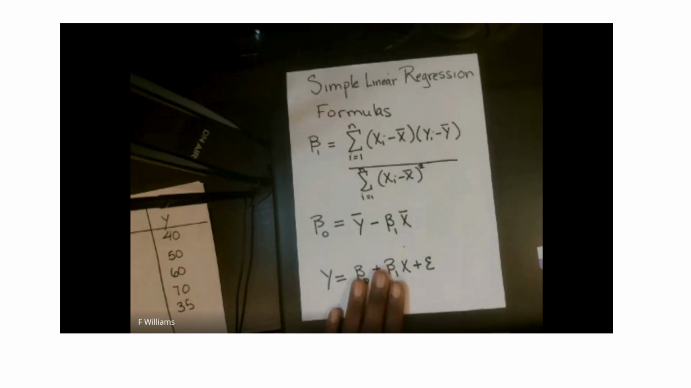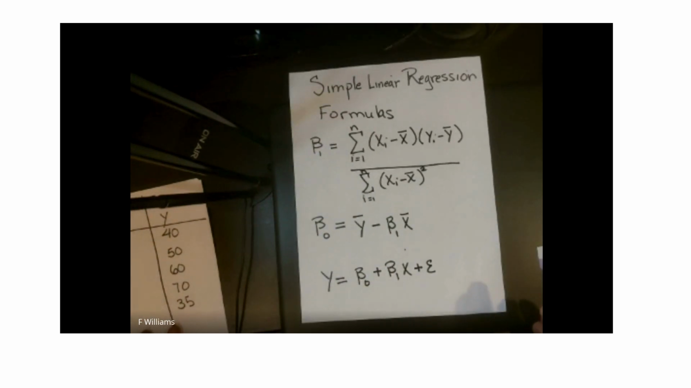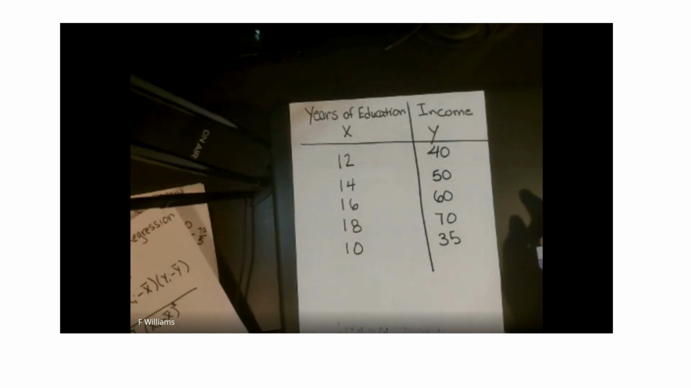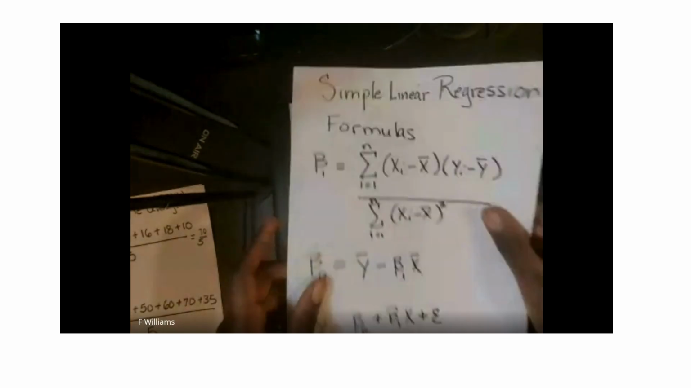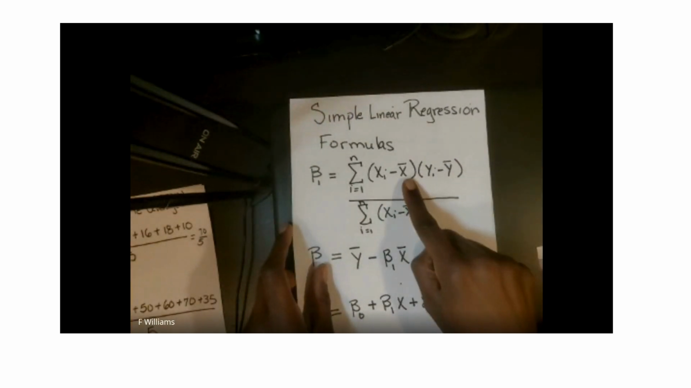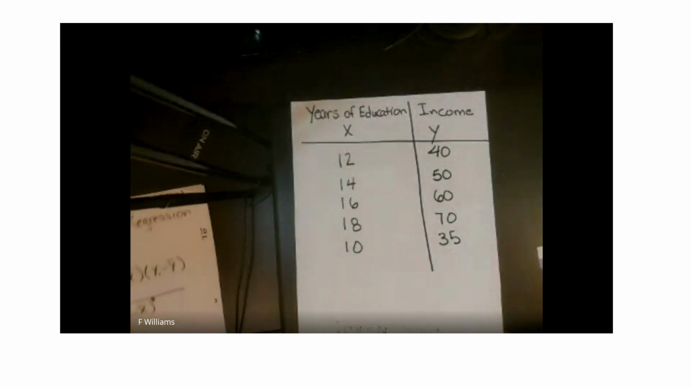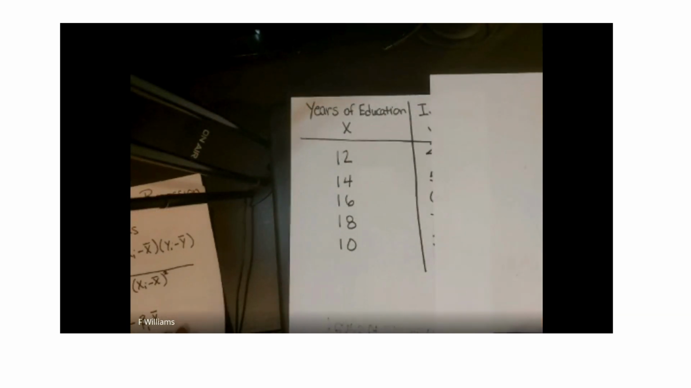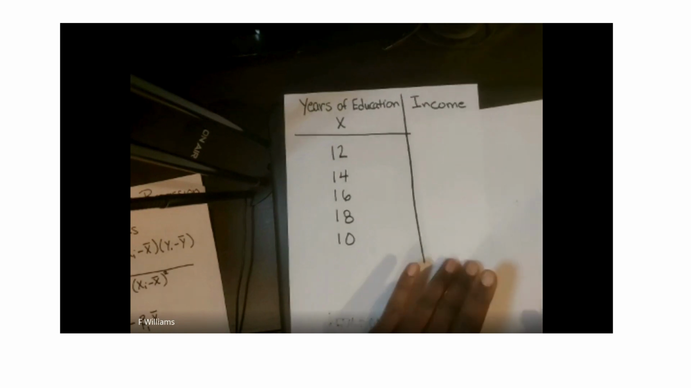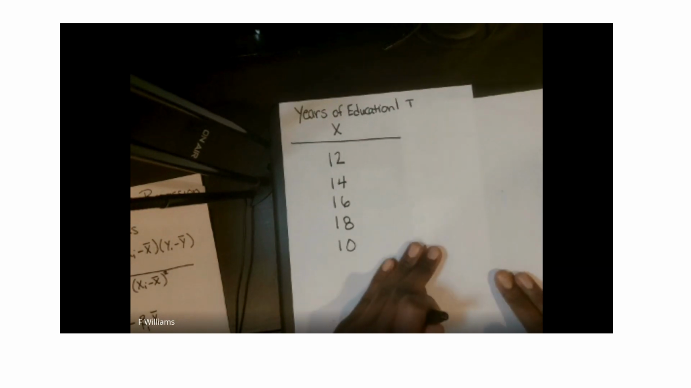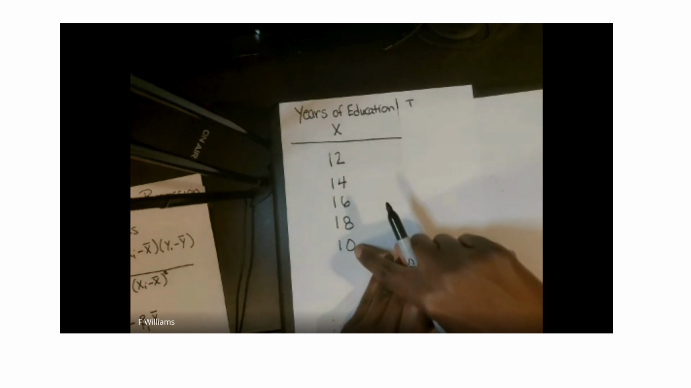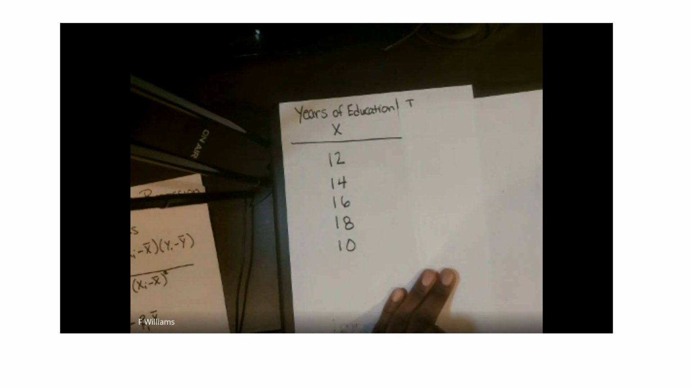So let's get started. The data that we're working with is a little sample data where x is going to be our years of experience and y is going to be the income. The first thing that we're going to focus on is calculating our x bar. To calculate the x bar, that's just the average. So our x bar is going to be equal to adding all of these up and dividing them by the total number. In this case, we have 1, 2, 3, 4, 5 values.